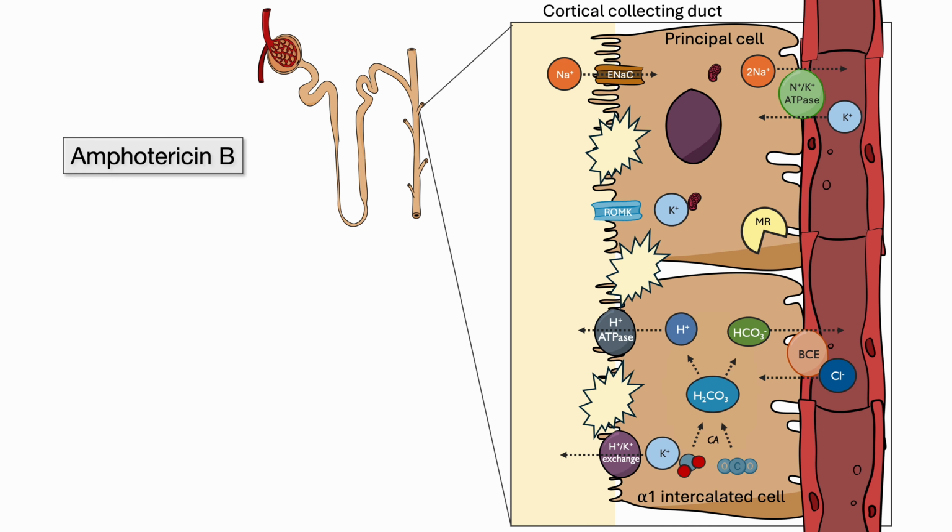Normally, the cortical collecting duct membrane is impermeable to hydrogen ions, but if the membrane is compromised, hydrogen can flow back into the cell.